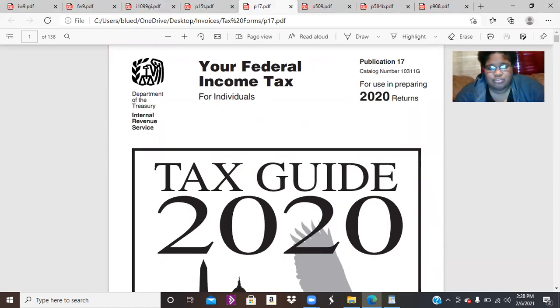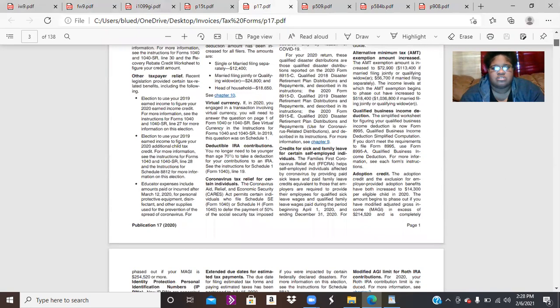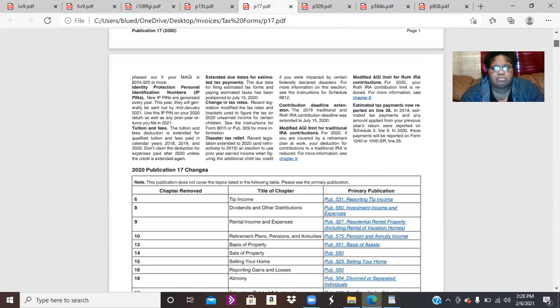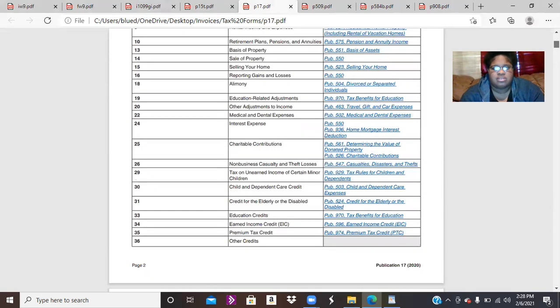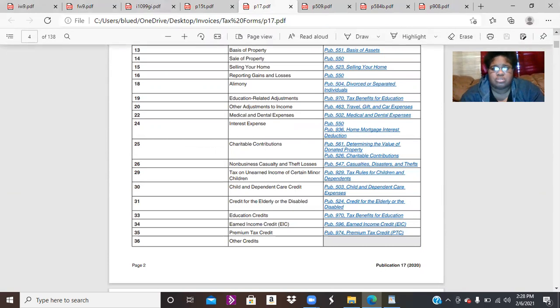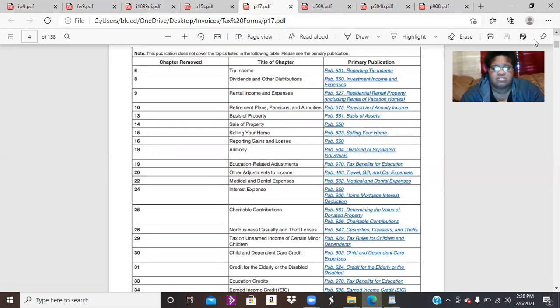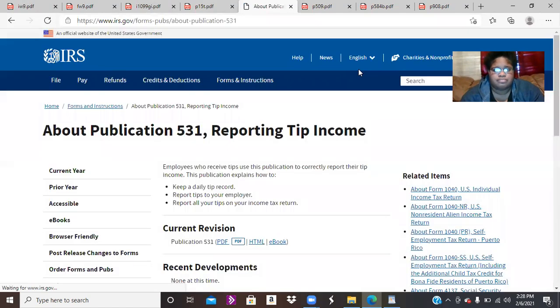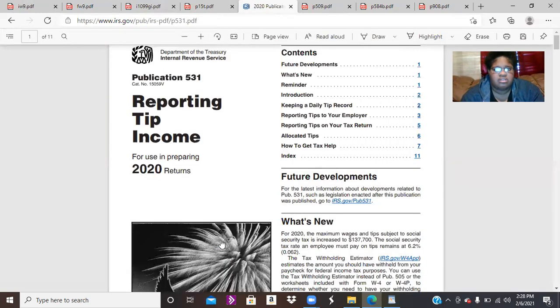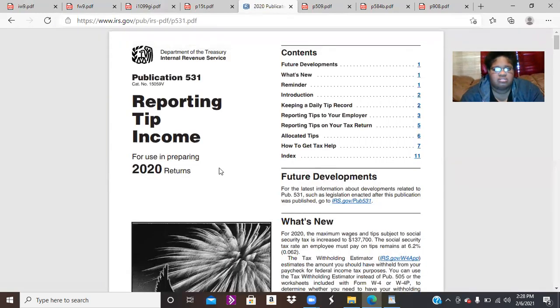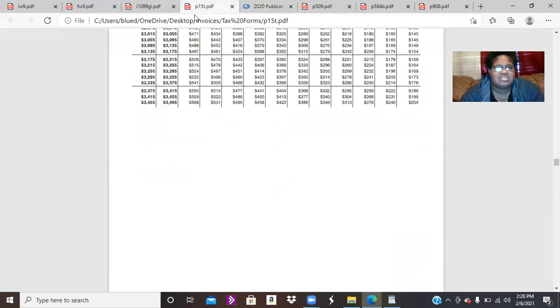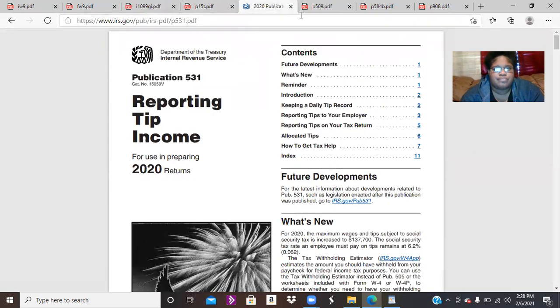So this is the tax guide for 2020 returns, your federal income tax for 2020 returns, y'all. And right here, you see they got all the forms that you can actually just tap on and download. So for instance, reporting tip income. You tap it, we're gonna say the PDF here. And there you go, there's the PDF for it. Just that quick, that simple. It's that simple to get these.